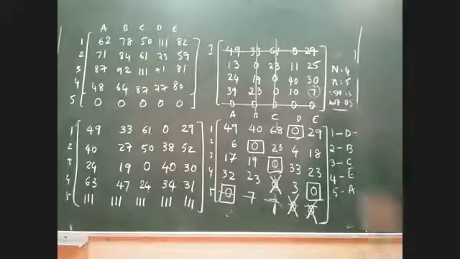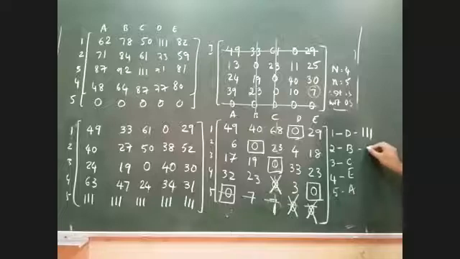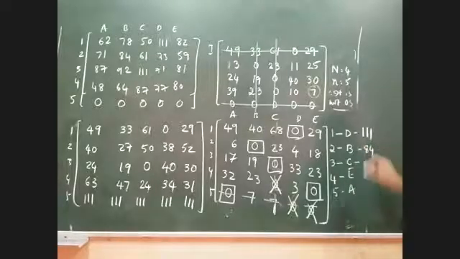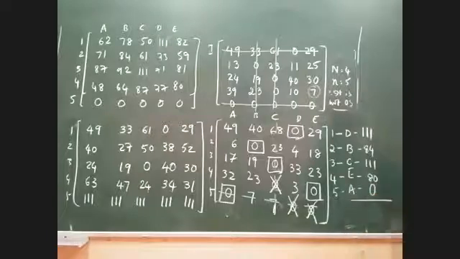Can you please tell me 1 to D, what is the value? Please tell me the answers quickly. 111, sir. 111. Okay, 2 to B. 84. 3 to C. 111. 4 to E. 80. And 5 to A. 0. So can you please add this and tell me the answer? How much you get? 386. 386 happens to be your maximum profit.